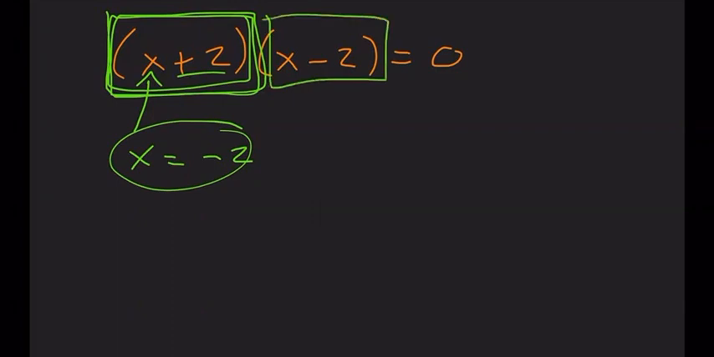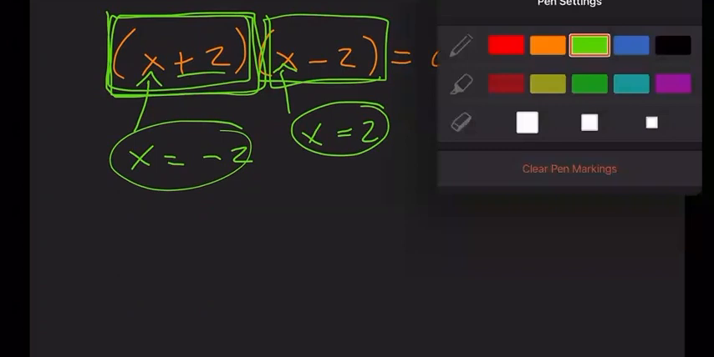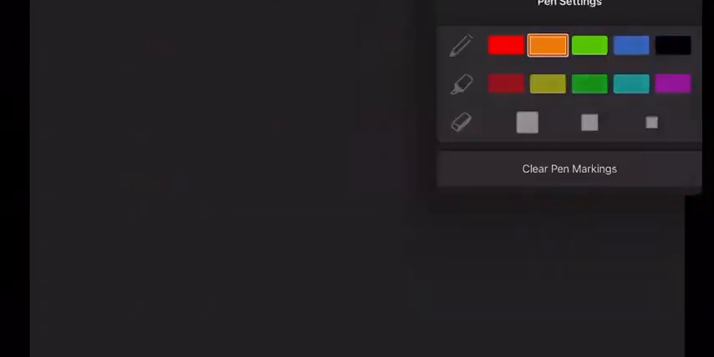Same thing, move on to the next parentheses, x minus 2. What value of x is going to make this equal 0? That's going to be positive 2. Positive 2 minus 2 equals 0. So we found our two answers, x equals negative 2, x equals 2. Let's look at one more together. Let's say we have x minus 7, x plus 5 equals 0.